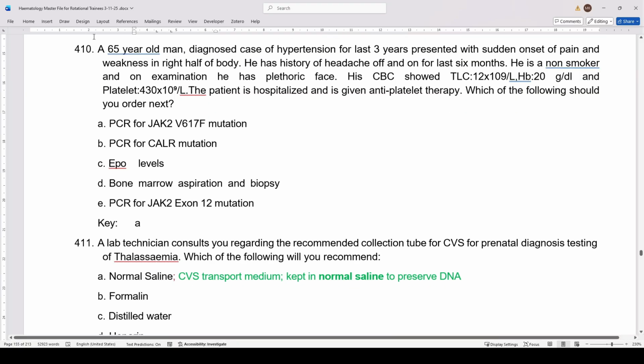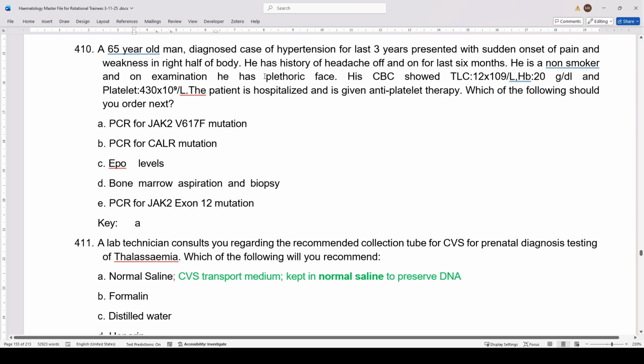Next is a 65 years old man diagnosed as a case of hypertension for the last 3 years, presented with sudden onset of pain and weakness in the right half of the body. He has a history of headache on and off for the last 6 months. So he has hypertension, headache, and sudden onset of pain and weakness in the right half of the body. He is a non-smoker, and on examination he has a plethoric face.